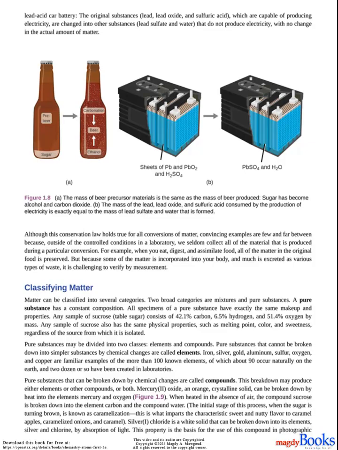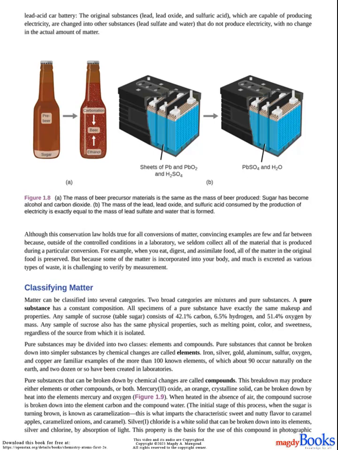1.2.1. Classifying matter. Matter can be classified into several categories. Two broad categories are mixtures and pure substances. A pure substance has a constant composition. All specimens of a pure substance have exactly the same makeup and properties. Any sample of sucrose, table sugar, consists of 42.1% carbon, 6.5% hydrogen, and 51.4% oxygen by mass. Any sample of sucrose also has the same physical properties, such as melting point, color, and sweetness, regardless of the source from which it is isolated.